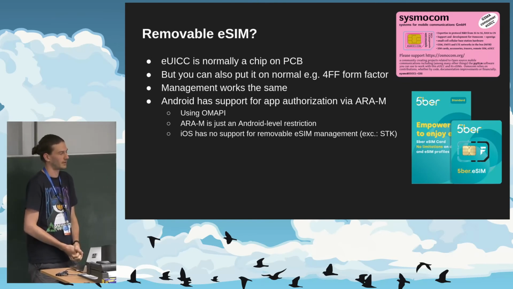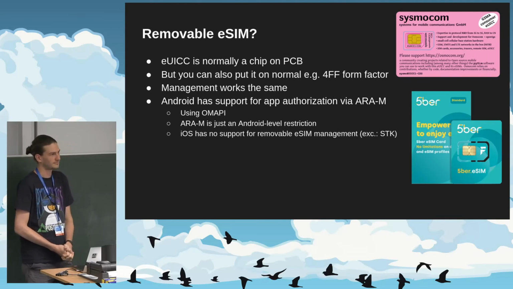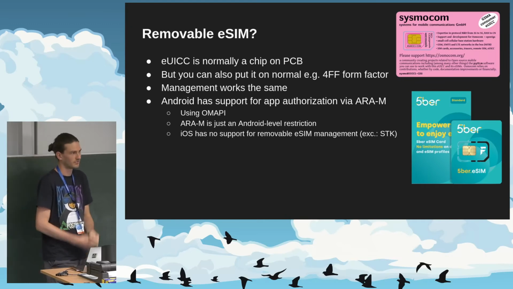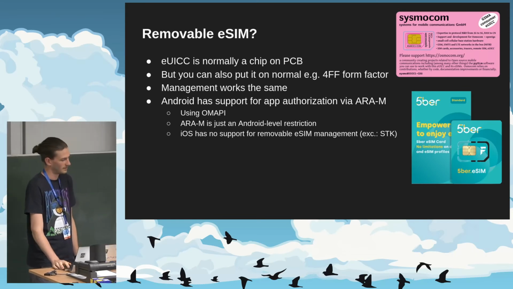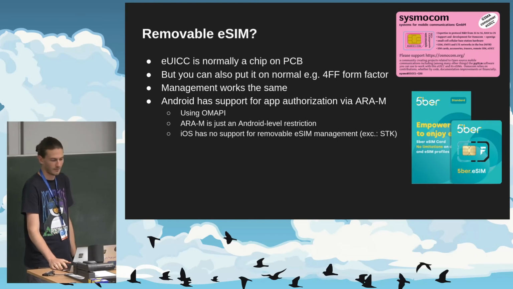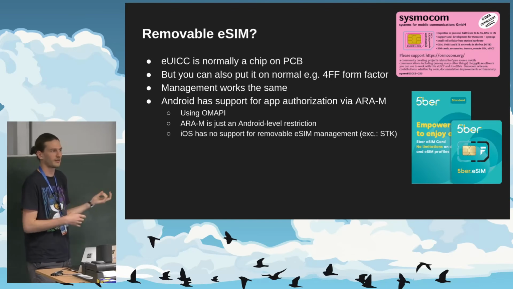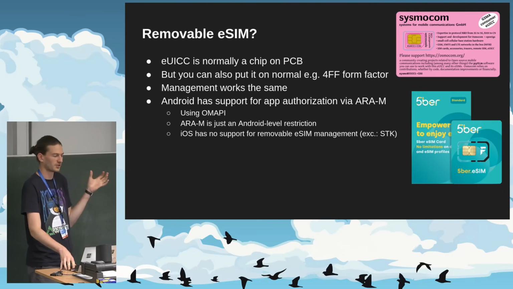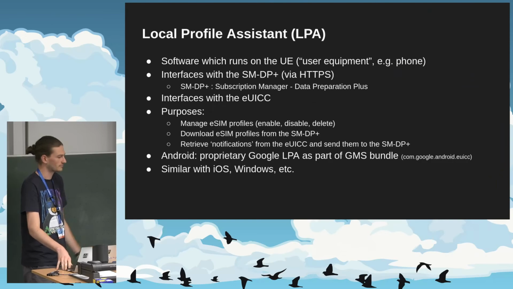Also eSIM.me works on iOS like this? Once you put the profile on an Android phone, it works in iOS. Ah, okay. So on eSIM.me you can do the same on iOS apparently. But it's super limited on iOS. I mean, there's no technical reason why it should be that limited. They could just allow it essentially and do a similar authorization like the OMAPI on iOS, but maybe at some point. Okay, local profile assistant.